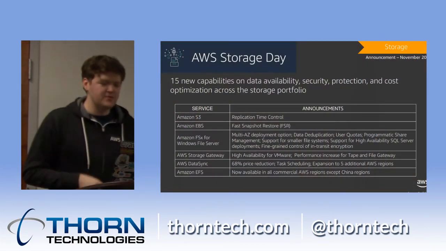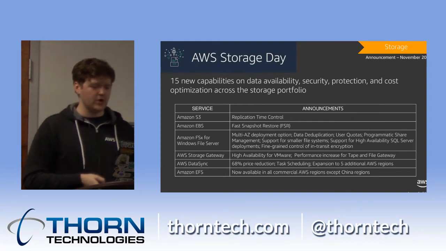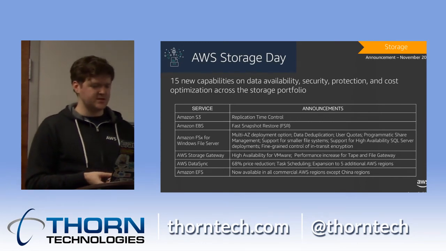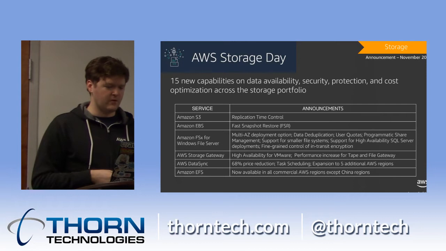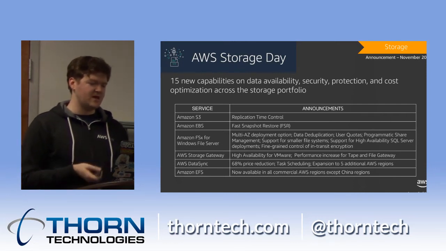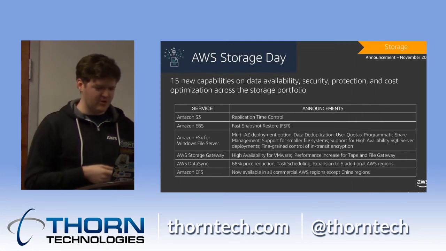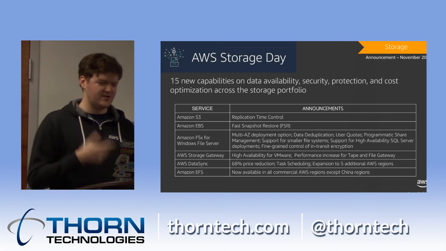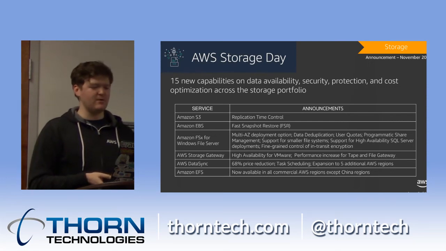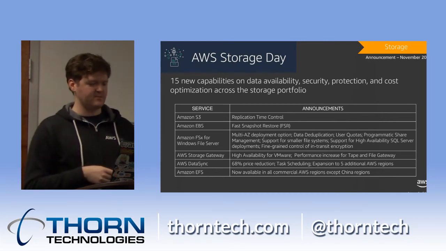Okay, so on November 20th, a little over a week or 2 weeks before reInvent, we actually launched a slew of storage-oriented capabilities. So we have 15 listed here. In S3, we have replication time control. In EBS, we have fast snapshot restore. FSx for Windows File Server: multi-AZ deployment, data deduping, user quotas. I'm not going to read every one of those. AWS Storage Gateway, we have high availability for VMware, performance increases for tape and file gateway.